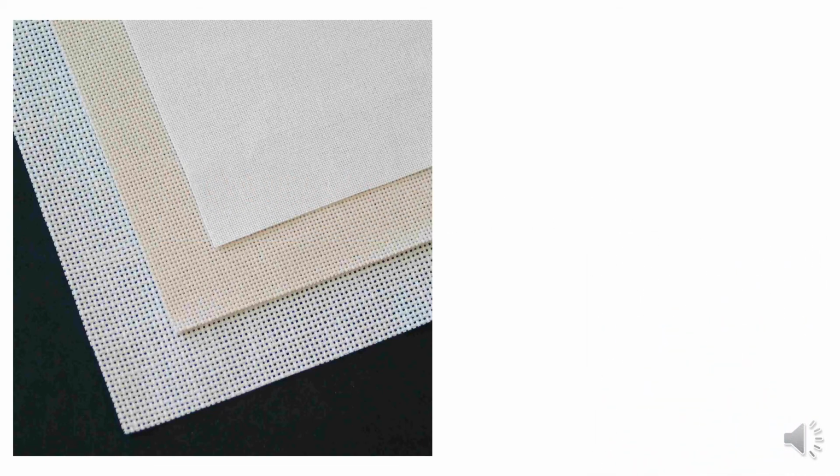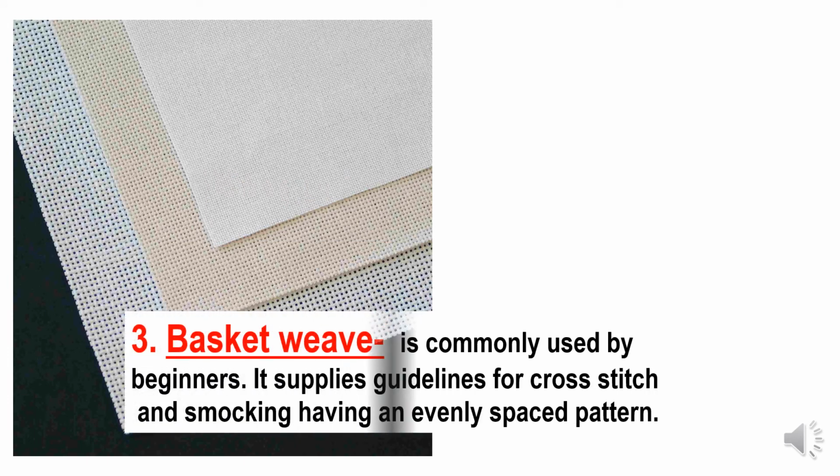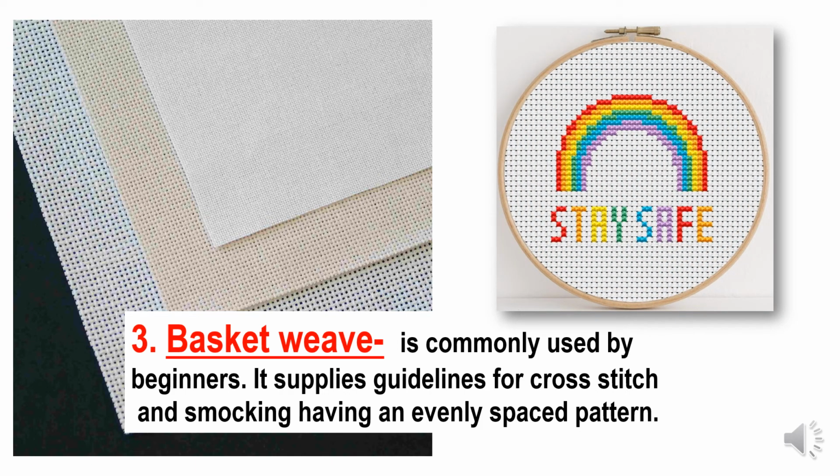So those are some of the high danger embroidery. Next, we also have here the third one, which is I know common to you already, the basket weave, which is commonly used for beginners. This kind of cloth or fabric supplies guidelines for cross-stitch and smocking, having an evenly spaced pattern. So just like on the sample. So mas madali kung mag-stitch or magawa ng embroidery work sa kanya kasi even and sa count, naka-count natin. So nakagagawa natin even yung design, madali yung paggagawa ng design na ating gusto. Just like on the sample presented here. So here, those three are just some of the basic po na kind of fabric.